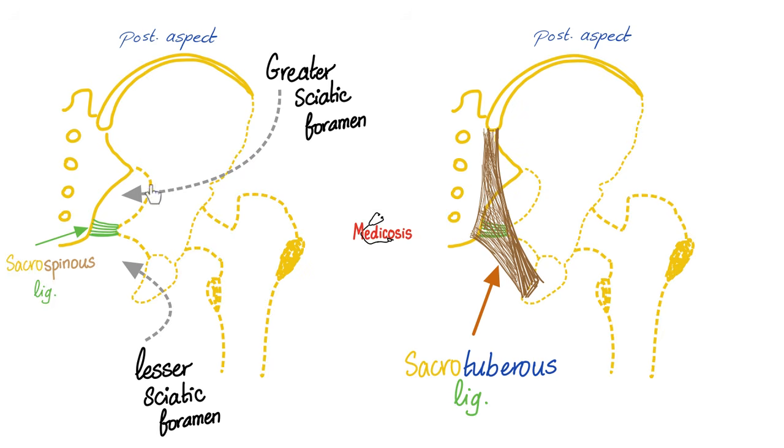Here is the greater sciatic notch and lesser sciatic notch. Then we will draw 2 ligaments. Between the sacrum and the ischial spine is the sacrospinous ligament. Between the sacrum and the ischial tuberosity is the sacrotuberous ligament. And these 2 ligaments will change the notches into foramina. So this becomes the greater sciatic foramen, and this becomes the lesser sciatic foramen.